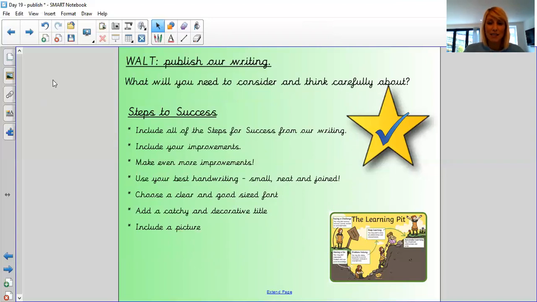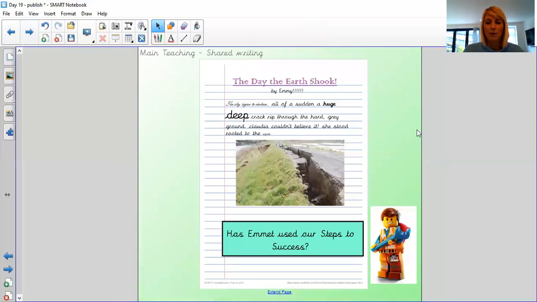Let's have a look then. Emmett's had a go at this. So let's have a look at Emmett's example just before we finish, and then we can see, has Emmett used those steps to success that we've just created? So Emmett chose to do his on the computer. He's got The Day the Earth Shook by Emmy, loads of exclamation marks, and then I can't read that first sentence because the font's a bit too squirrely, so I can't read that one.